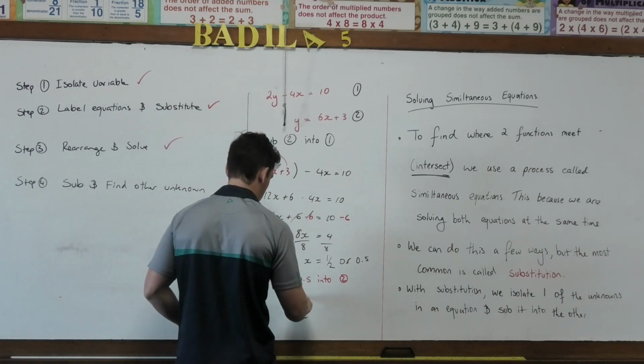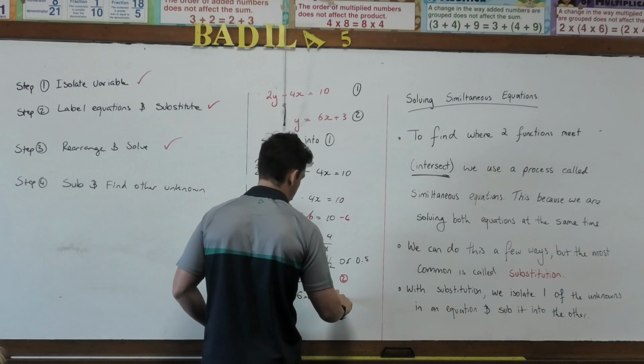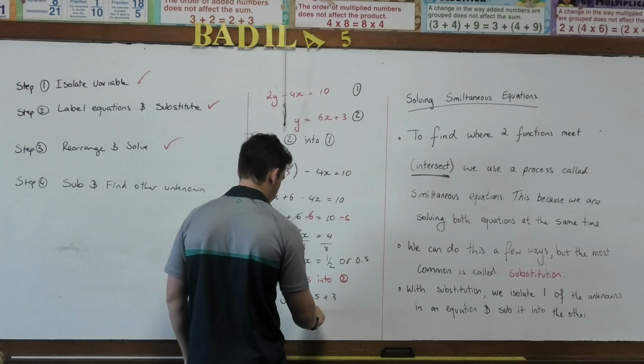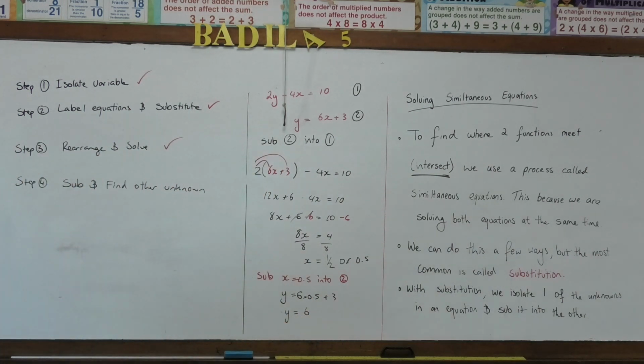y equals 6 times 0.5 plus 3. What's 6 times 0.5? 3. 3 plus 3 is? y equals 6. There's my intersection point. Are we good with that? Take a photo of that, follow that process, write that down, and then finish that line up as much as possible.